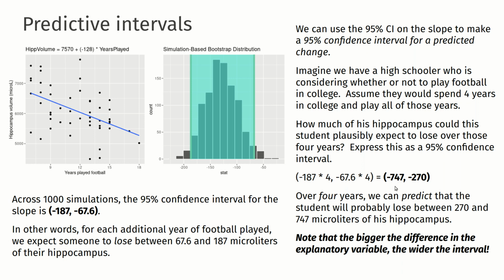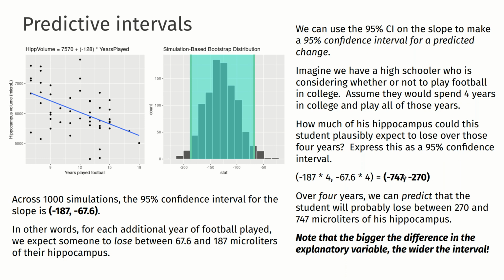Now, one other thing you'll notice from this is that because we're multiplying these numbers here, the bigger the difference in the explanatory variable, the wider the interval we're going to get. In other words, the more uncertainty we're going to get. So this is where we get that sort of fanning out that we saw with those little gray regions before. The farther away we go, the bigger the change in the explanatory variable. That's going to magnify our uncertainty about the slope.